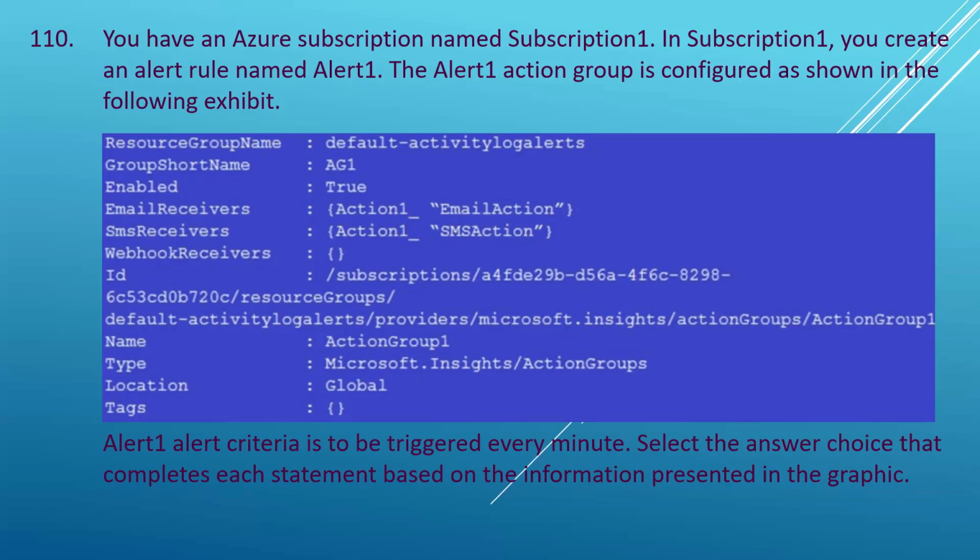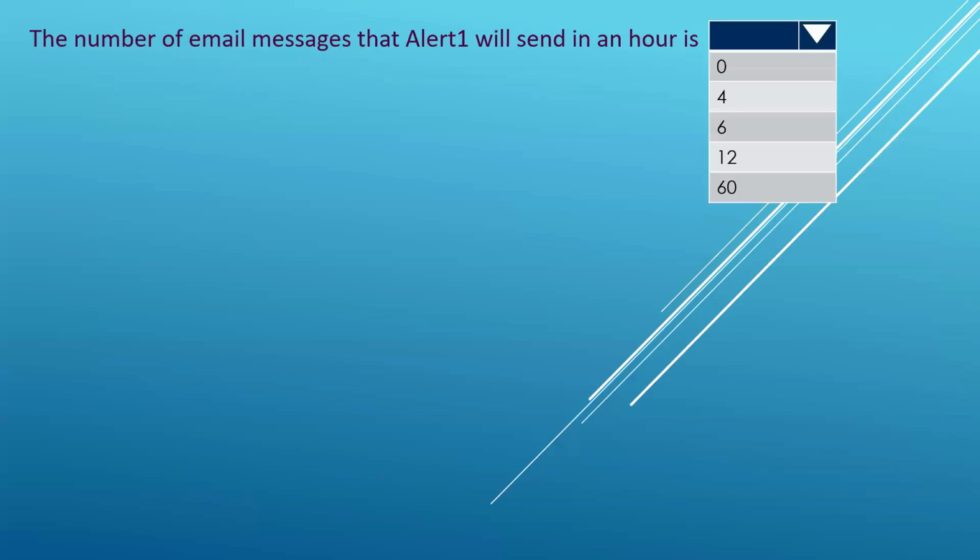The alert 1 alert criteria is to be triggered every minute. So remember, because this is key to answer the questions which you'll just see. Alert 1 trigger criteria is to be triggered every minute. Now you need to select the answer choice that completes each statement based on the information presented in this graph. So the first statement is the number of email messages that alert 1 will send in an hour is, your options are 0, 4, 6, 12, and 60. Since the alert is triggered every minute, so it will generate 60 email messages in an hour.